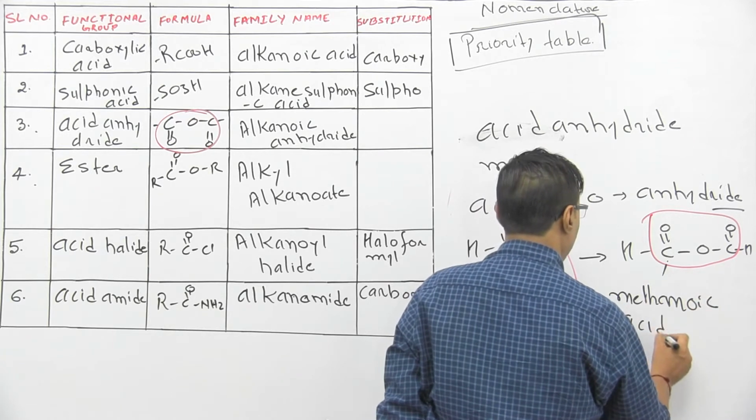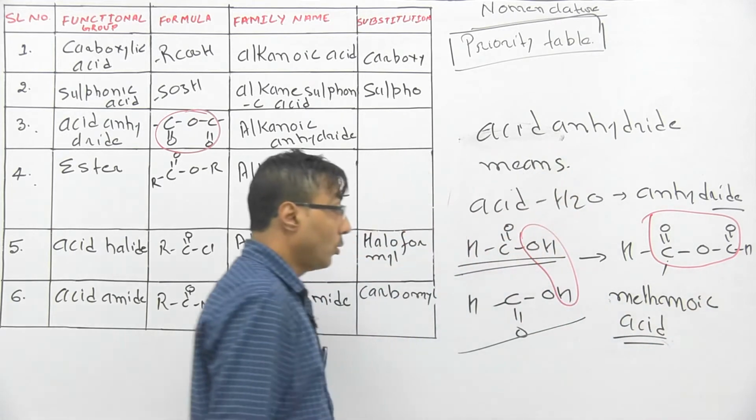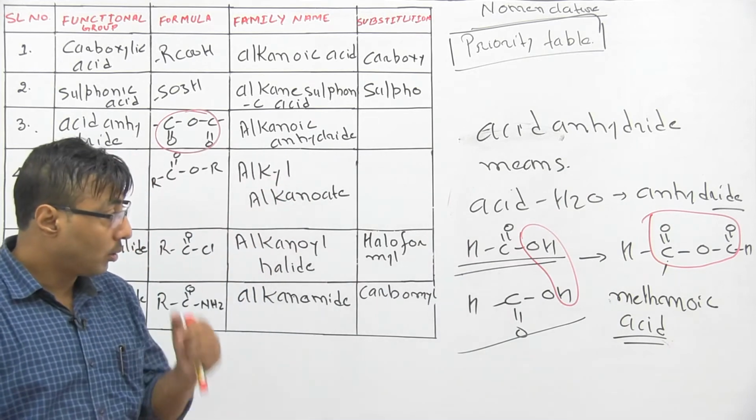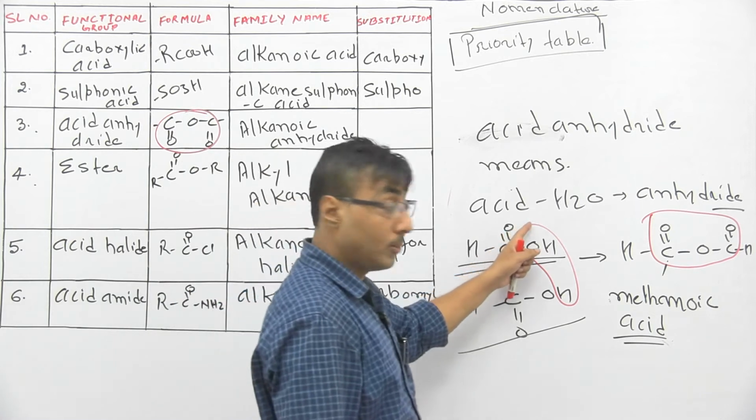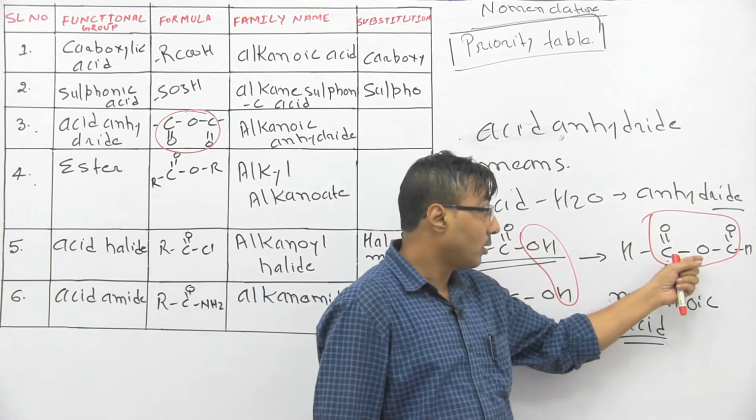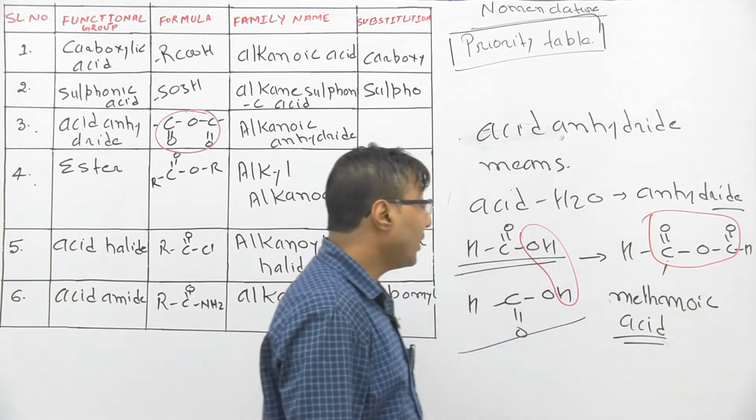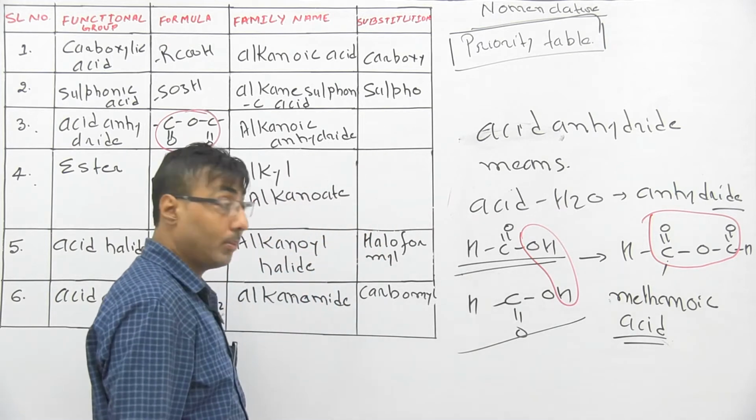2 molecules of methanoic acid were taken. 1 molecule of water was removed from there. Finally, what we got is the acid anhydride. So how can the name be written?